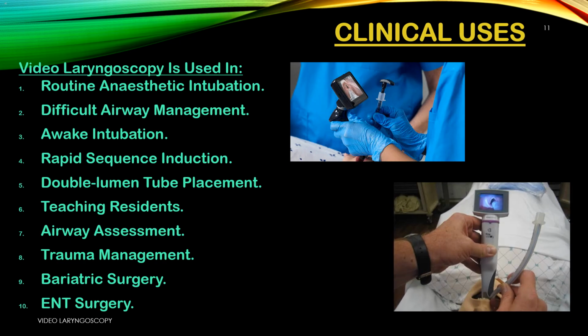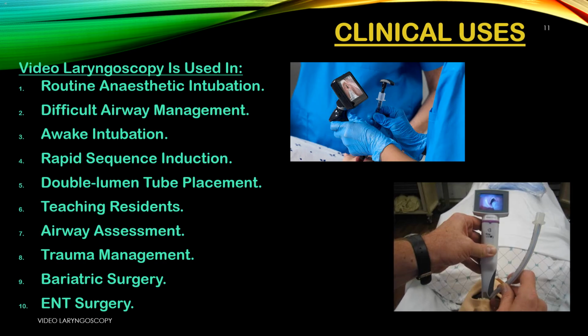5. Double lumen tube placement. For thoracic surgery, the screen helps confirm correct positioning in the bronchus. 6. Teaching residents. The whole team can see on the monitor. Makes training and feedback much easier. 7. Airway assessment. Evaluate vocal cords, swelling, tumors, or secretions before deciding on a management plan.